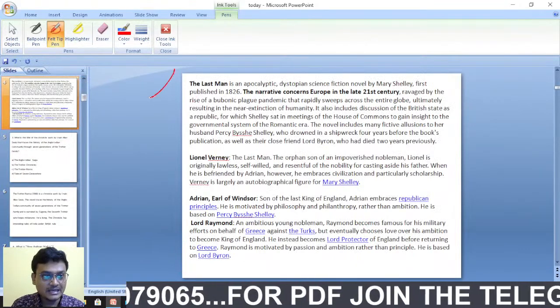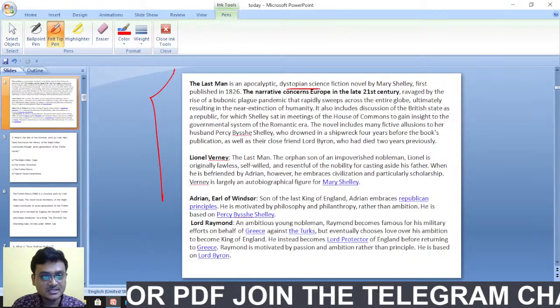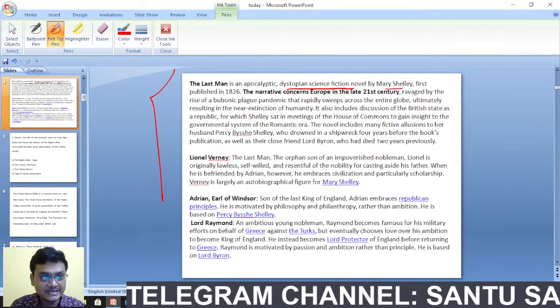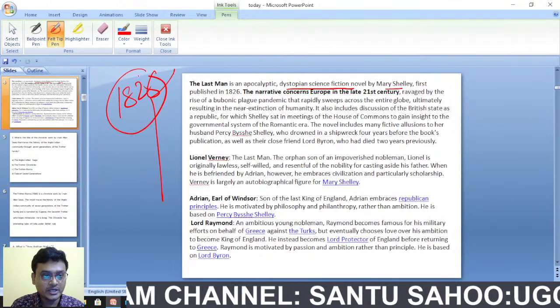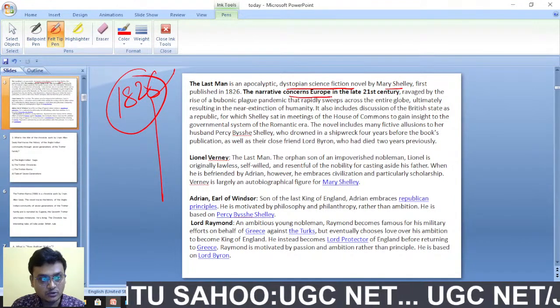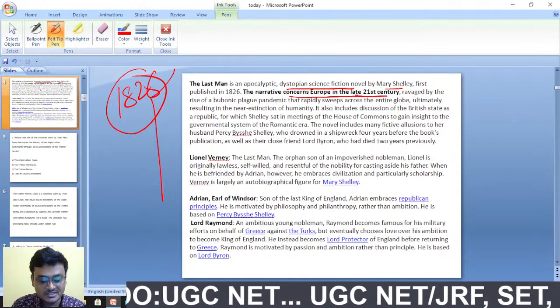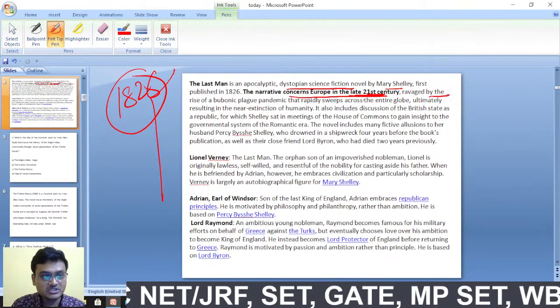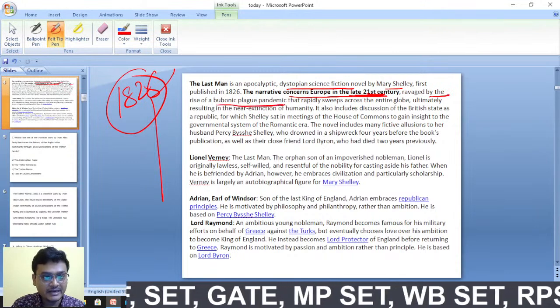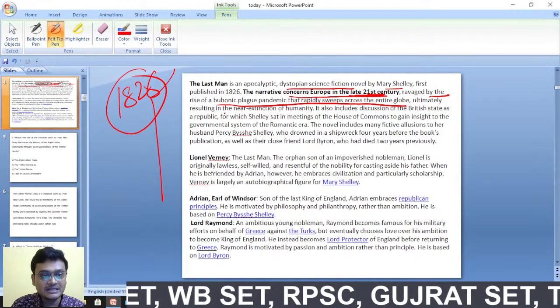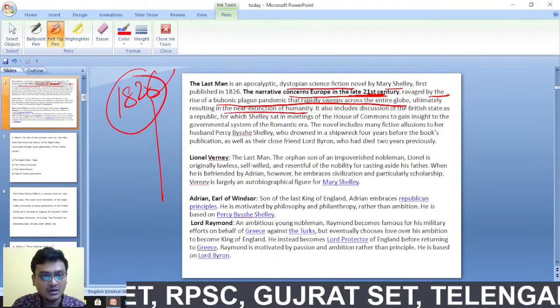The Last Man is an apocalyptic dystopian science fiction novel by Mary Shelley, first published in 1826. The narrative concerns Europe in the late 21st century, ravaged by a bubonic plague pandemic that rapidly sweeps across the entire globe, ultimately resulting in the extinction of humanity.